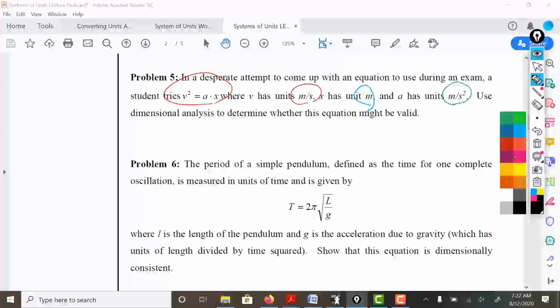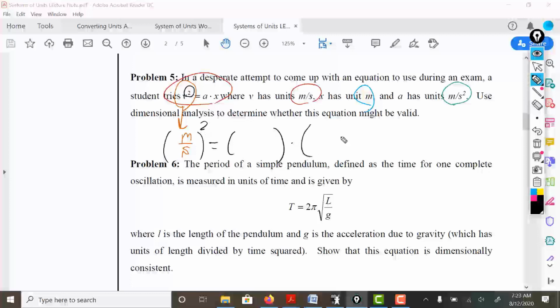The V, this V squared, is going to be M over S, right? I'm going to put that in parentheses. And notice that it was squared. So all I'm doing is substituting. Okay, the A is going to go in here, the X is going to go in here. We said that the A, the green one, is meter per second squared. So I'm going to put that in here because that's A. And then the last one is the X, and that's going to be replaced by M. And let's put it over 1.